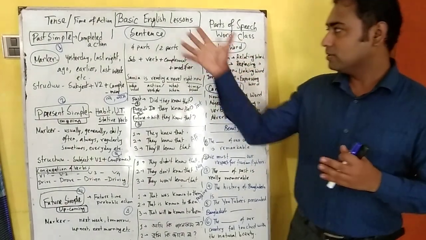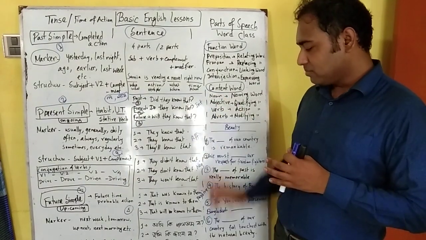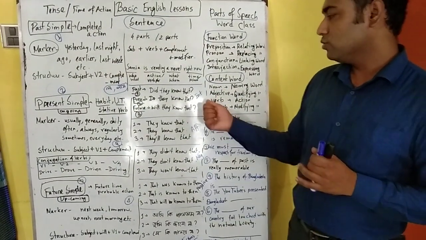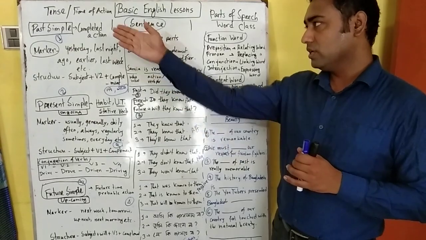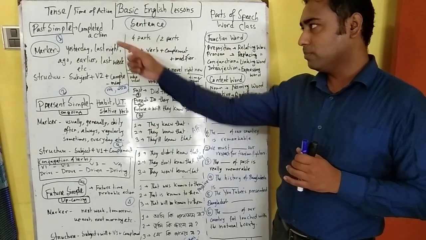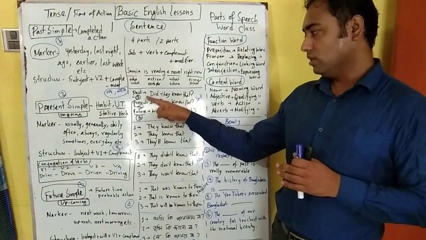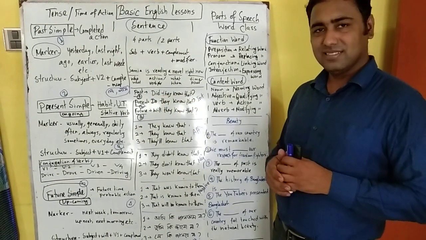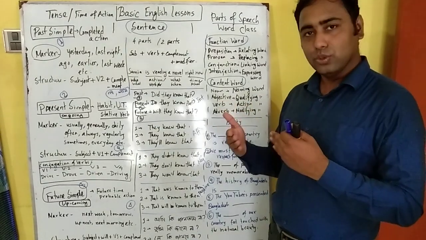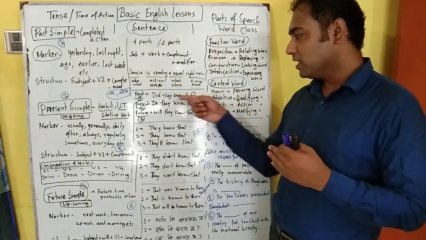So let's come to the sentence types. I have written 5 types of sentences here. The first one is interrogative. So I'm going to give you some practical examples from past, present, and future. Look at this. The past one is number 1. Did they know that? Tara ki eta janto? So this is past simple.